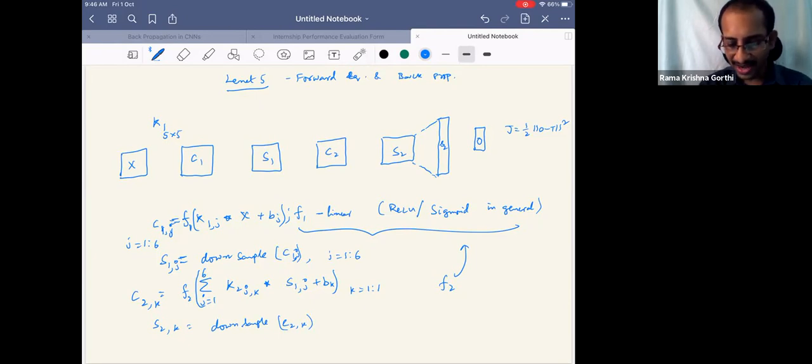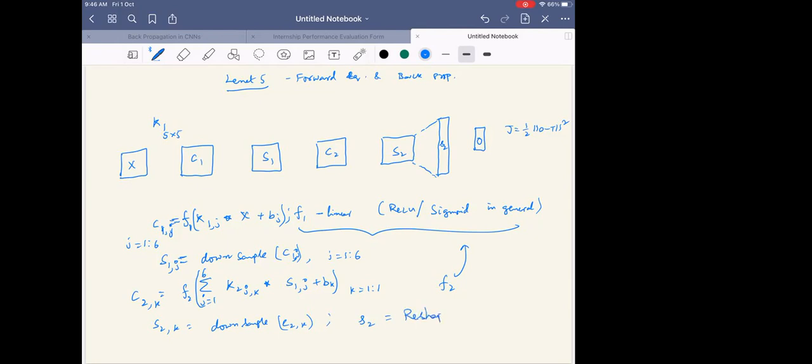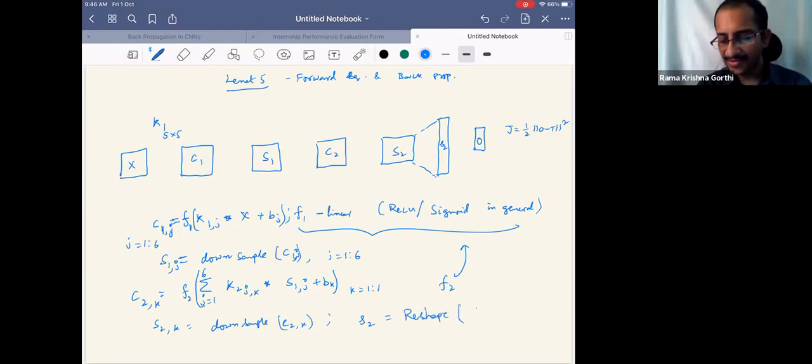And how do you get small s2 from capital S2? Reshape operation. Why I'm writing each of these explicitly is that when you do backpropagation, we have to do exactly the inverse operations. We need to keep track of what forward operation we have done, and only then will we be able to do the inverse operation.